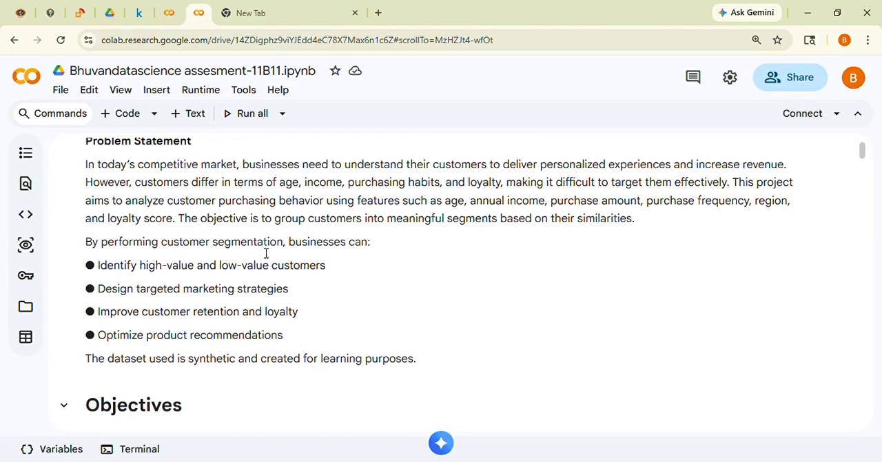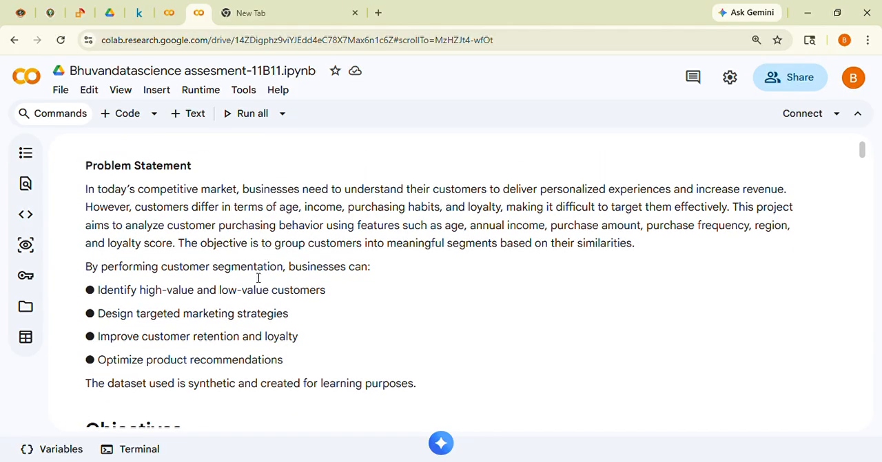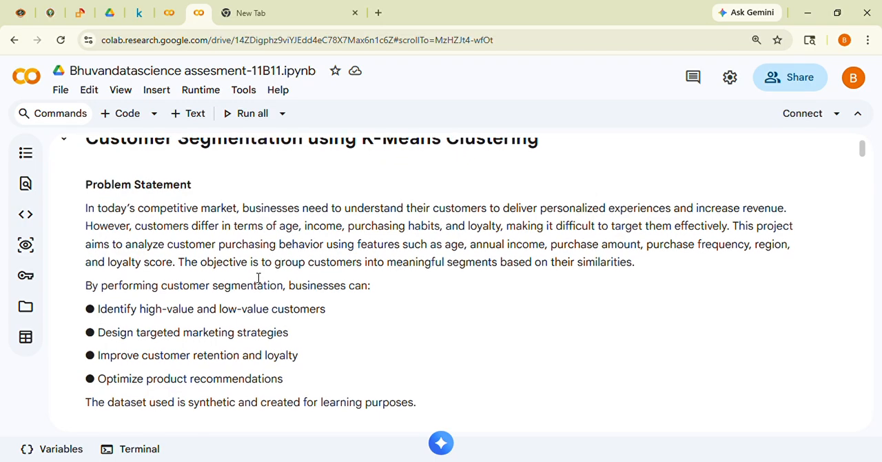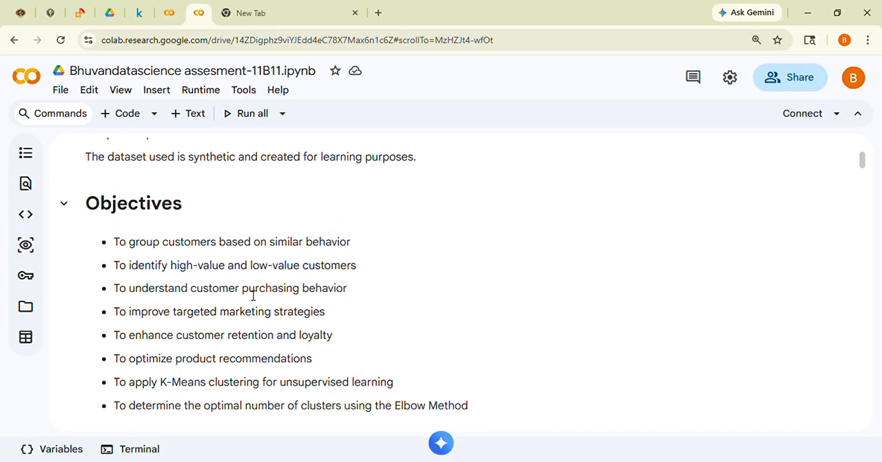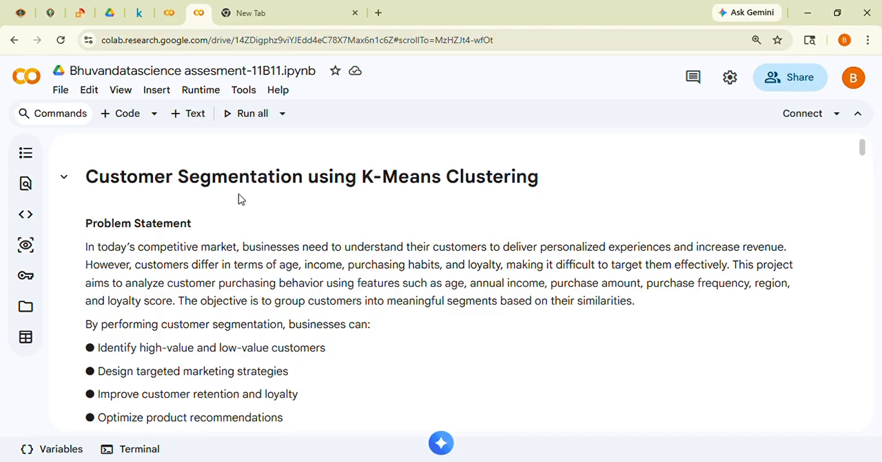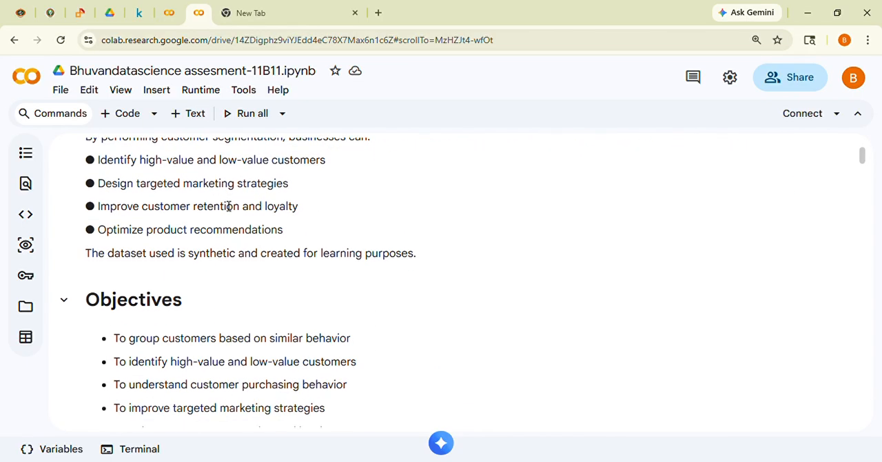Here you can see the problem statement of this customer segmentation using K-means and objectives of this particular project. Instead of treating all customers the same, business want to know who are high value customers, who are regular customers, who are low value customers. So we group similar customers together. This process is called customer segmentation, which is the project name you see here.